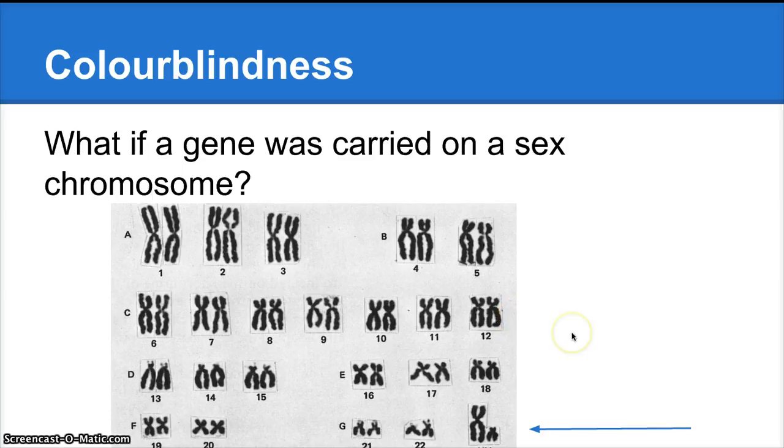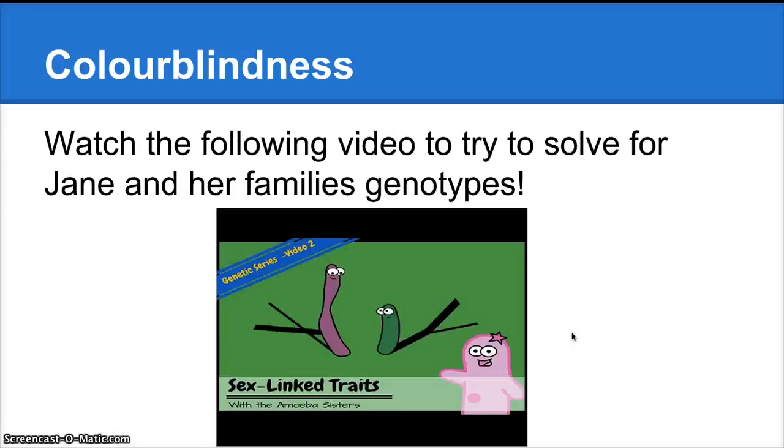So on the next slide, I have a little video that I would like you to watch to try and solve the same Punnett square that I asked you to solve in the previous question, but I want you to assume that color blindness is carried on a sex chromosome. So we'll watch the little video. The video isn't related to color blindness, but it is related to sex chromosomes. And I want you to watch the video and then see if you can apply what you learned in the video to your problem with color blindness. So let's take a look.